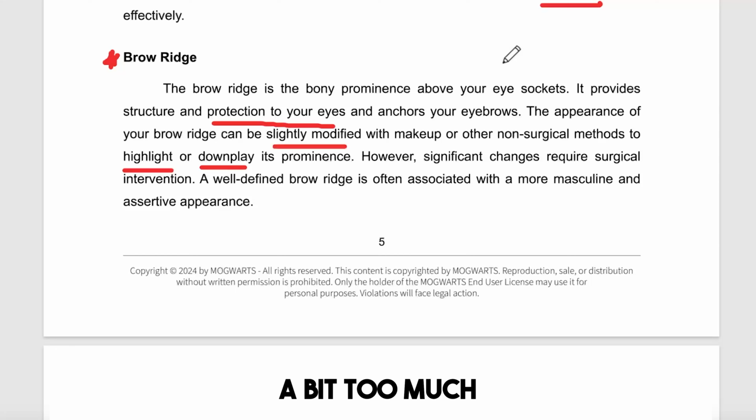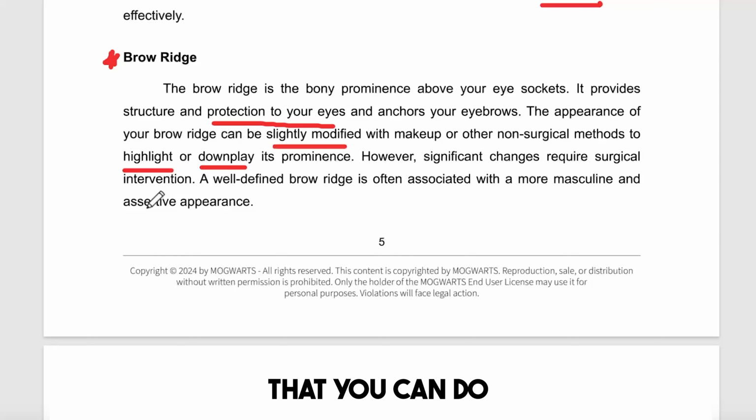So some people have it a bit too much. It's a very masculine look, and they want to downplay it. But generally speaking, for men, you're going to be looking at more like highlighting it, because it's going to make you look a bit more dominant. You don't want to have too much male gaze though. However, significant changes, as usual, is going to require surgical intervention, right?